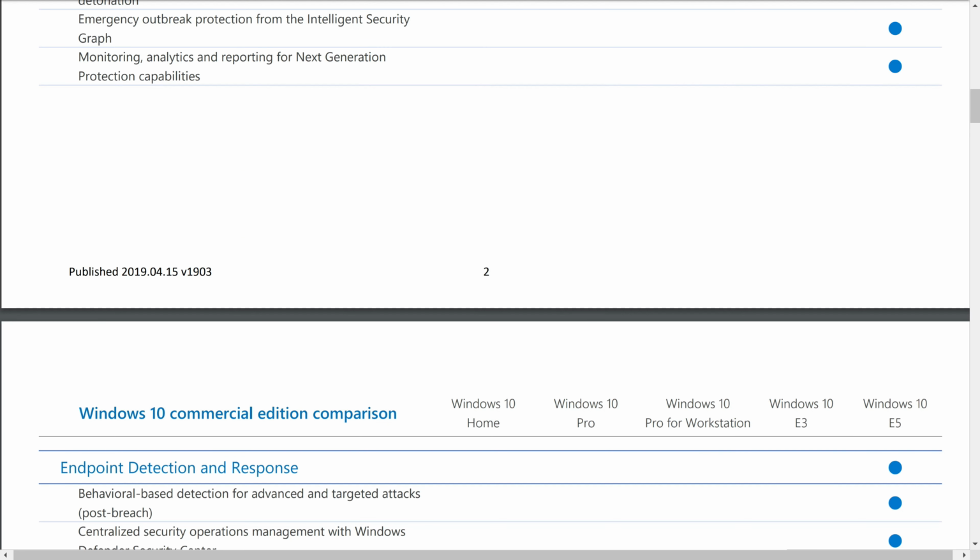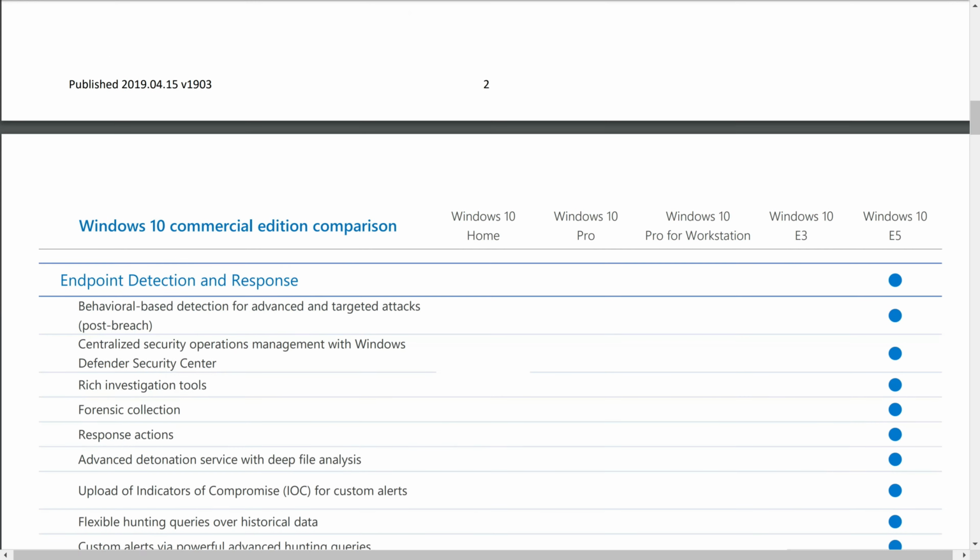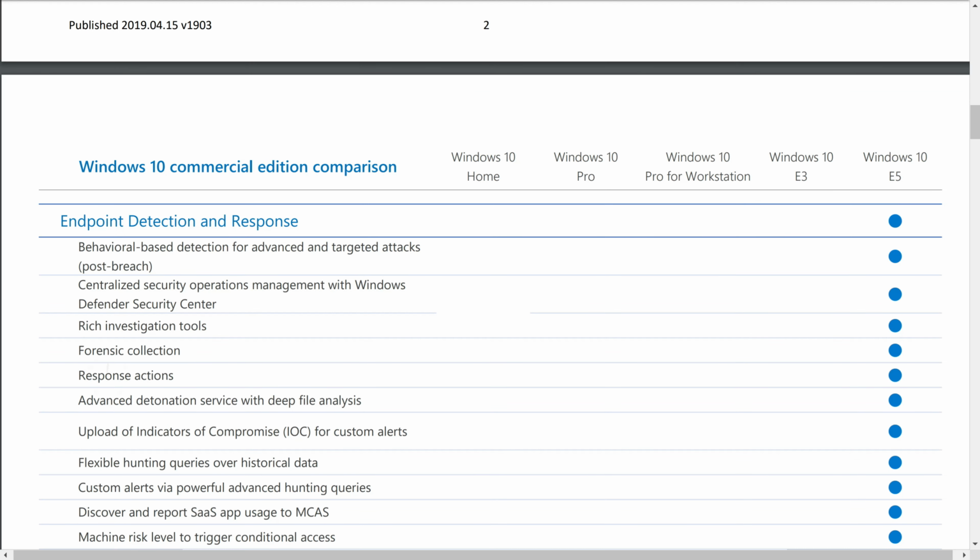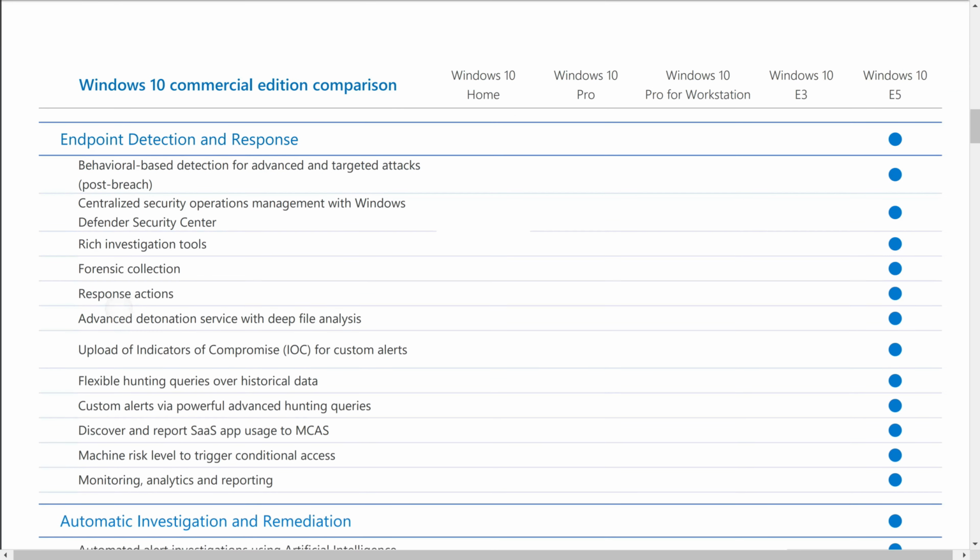And there are some feature sets here that are solely only available for the E5 stack as well. And these are listed here around, for example, the endpoint detection, some of the response bits and pieces you can do as well, right? So there's things like forensic collections, so real deep dive stuff, post-breach stuff again as well, right? Mentioned at the top here around, for example, behavioral-based detection for advanced targeted threats, again, more stacked towards the ATP side of things, as we mentioned earlier as well.